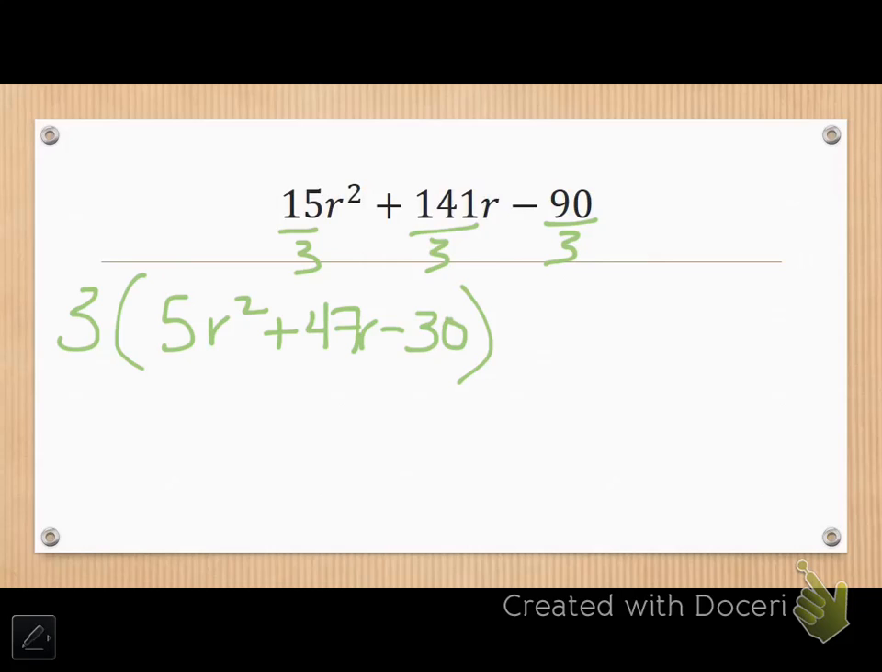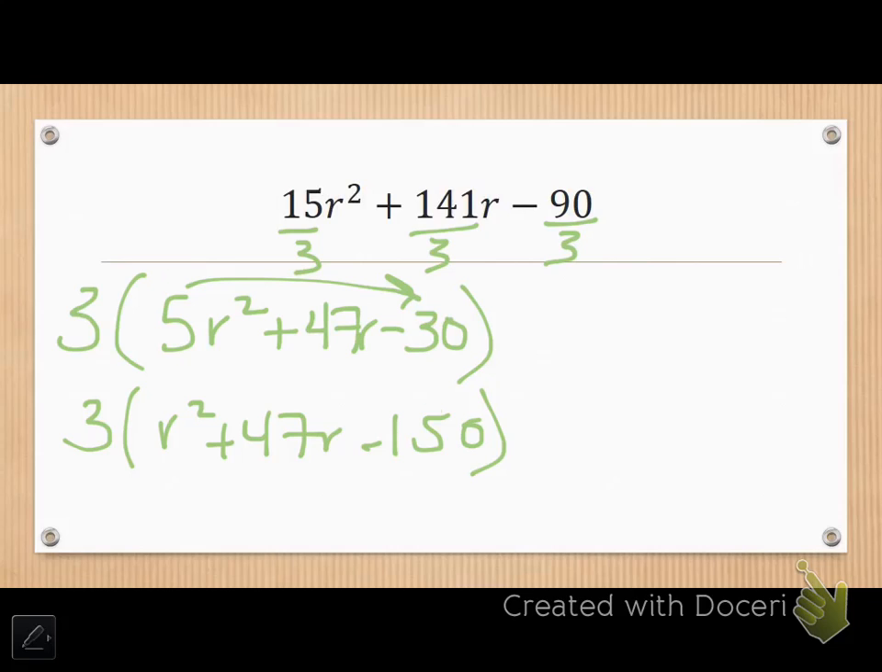Okay, let's see what multiplies to get me this, but adds to get me this. But before we do that, I realized I messed up already, and we have to send this 5 back, because I couldn't think of anything big enough. So I'm going to have r squared plus 47r minus 150. Now we see what multiplies to get me this and adds to get me this.